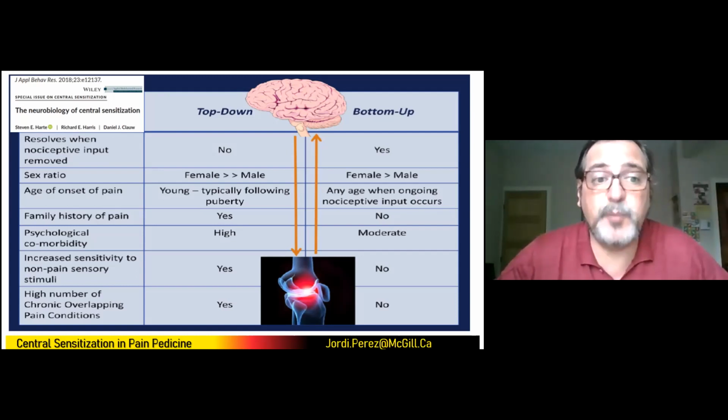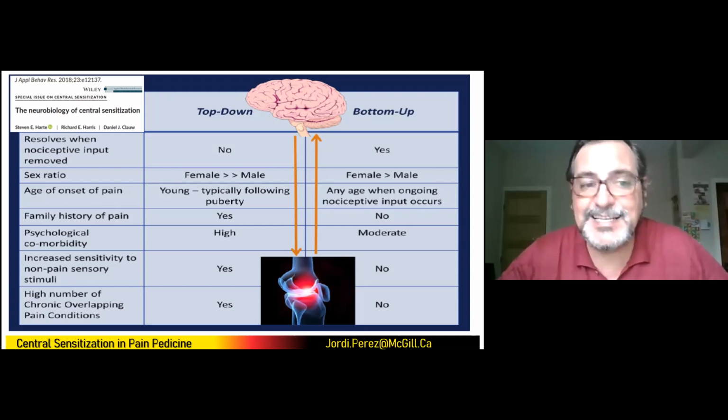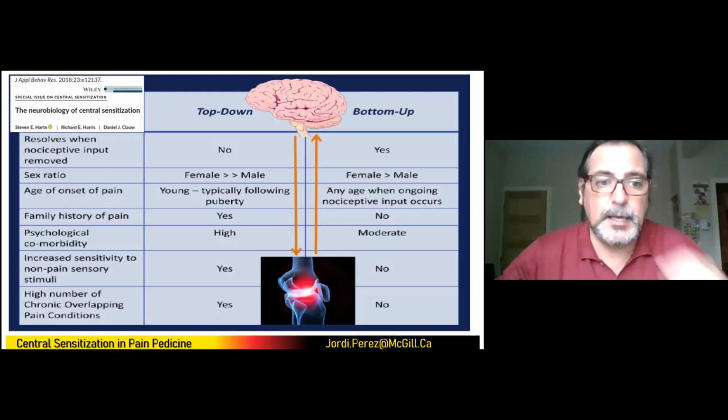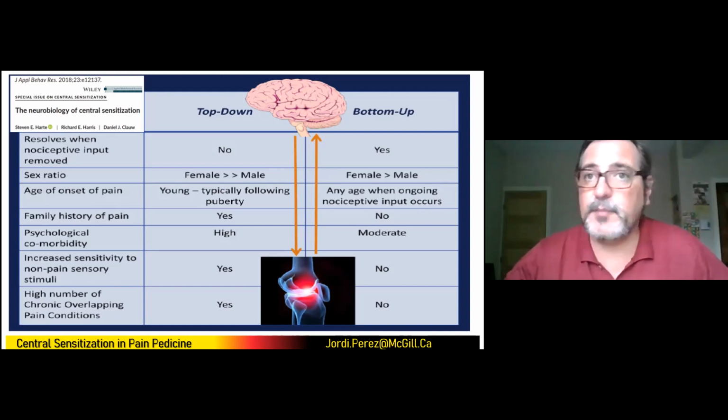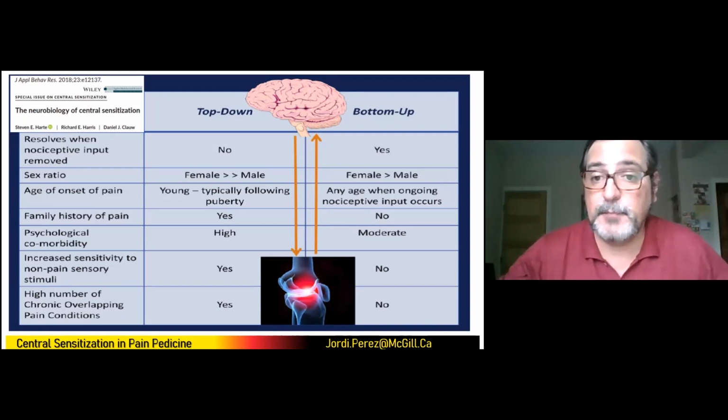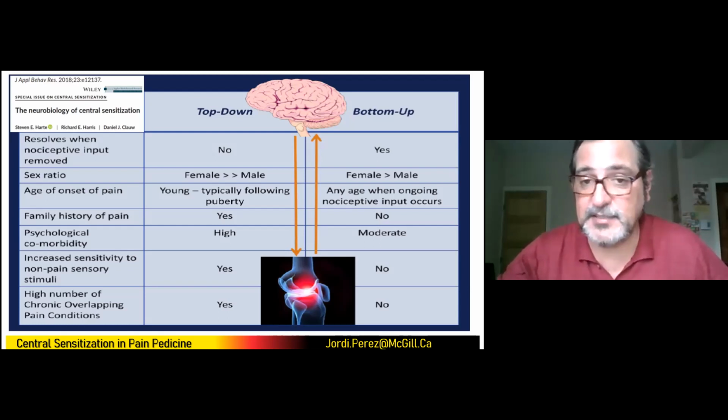It is possible that these patients have less psychological comorbidity, it is possible that these patients present with less hyperalgesia to non-painful stimuli. And these patients might present with less comorbid pain syndromes like fibromyalgia, chronic fatigue, IBS, migraines, and so on. I ask myself, if there is a pure bottom-up model, it might be hard to prove that this is central sensitization by the factors that I'm just presenting.